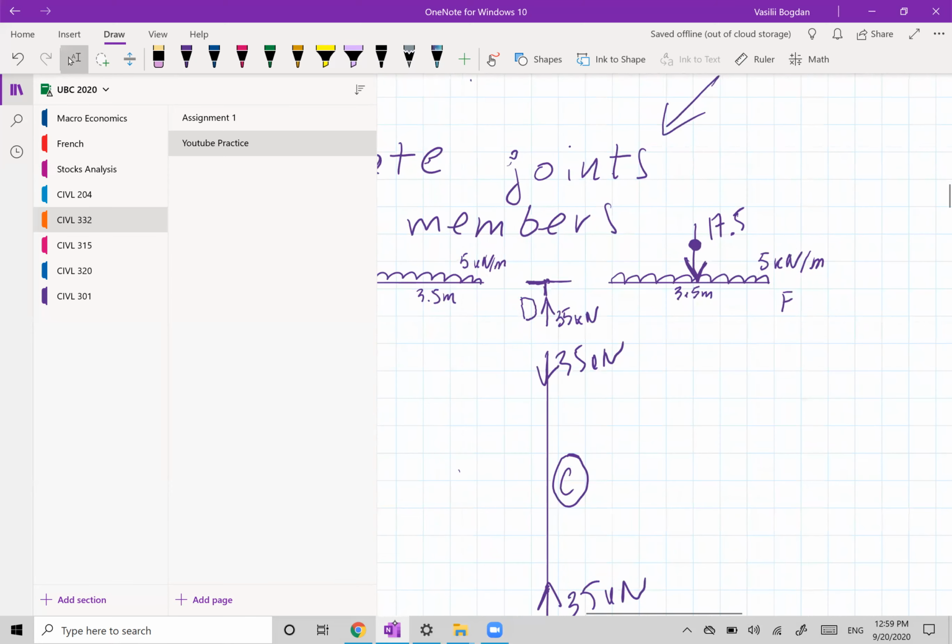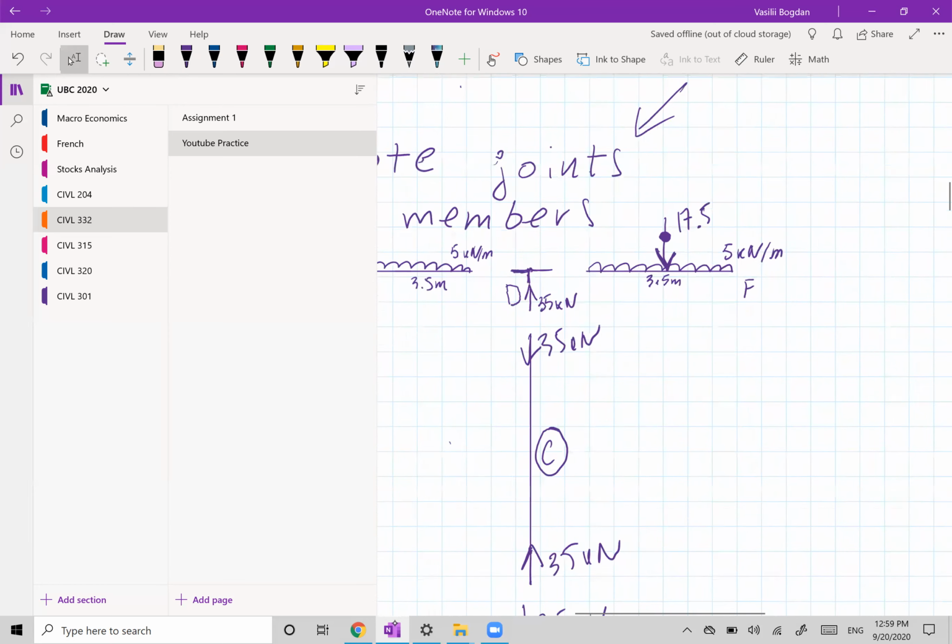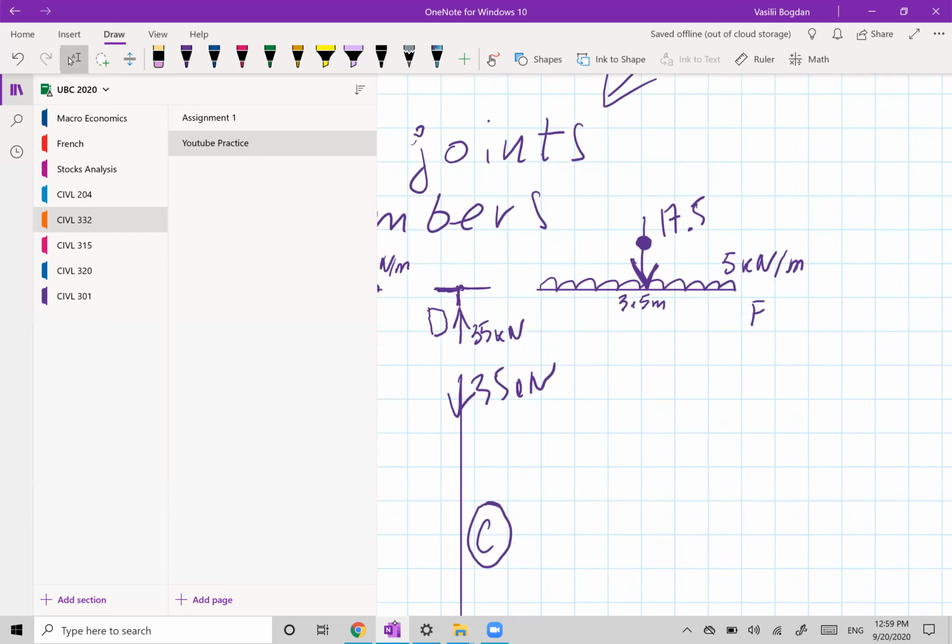Now you can do shear first or moment first, it doesn't matter. We can try to do moment first if you like. So for the moment diagram, you essentially hold it here with your hand. And where is this force trying to rotate? Well, it's trying to rotate this way, right? So the beam is trying to go that way.